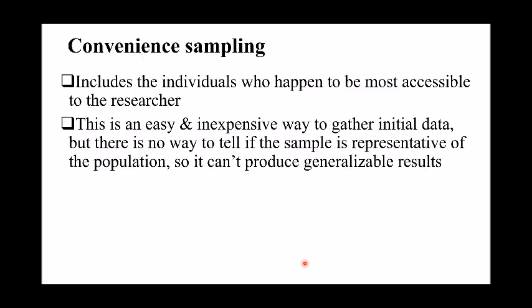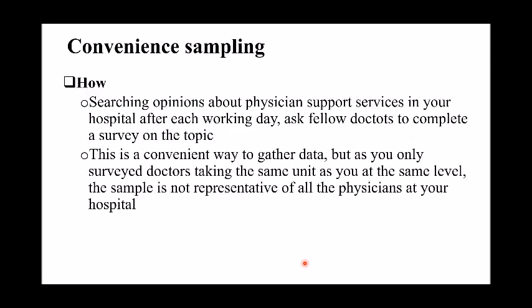Okay? The first type of non-probability sampling is called convenience sampling. Those close to you, you select them. It's easy, inexpensive, and very simple. For example, if you want to find out the opinion of physicians about services in your hospital, you ask your fellow doctors. So if you're working in medicine, you go and ask the doctors in medicine about the services because they are closer to you. But they don't represent the whole hospital, because you have surgery, pediatrics, obstetrics, and so on.